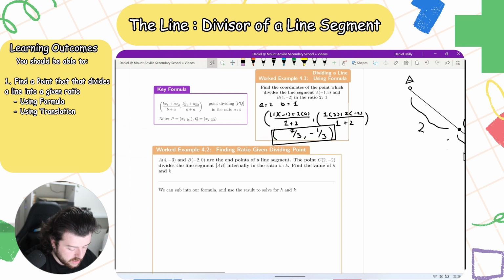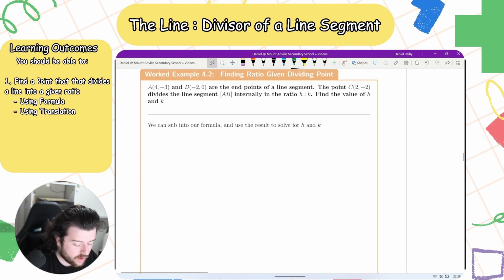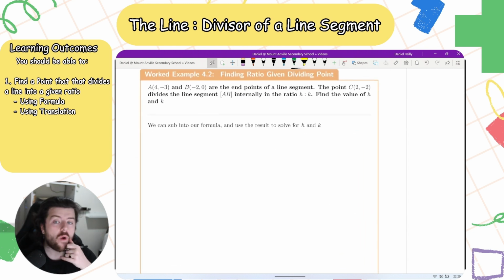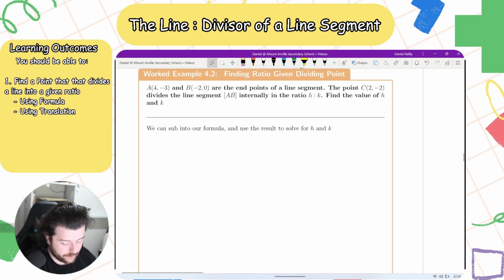Okay, so what about if we're finding a ratio when we're given the dividing point? Sometimes we could be given the dividing point and we're asked to find the ratio. So there's actually two ways of doing this. I'm going to show you both ways. One way using our formula that's given, and another way is using the distance formula. So let's just use our formula first.